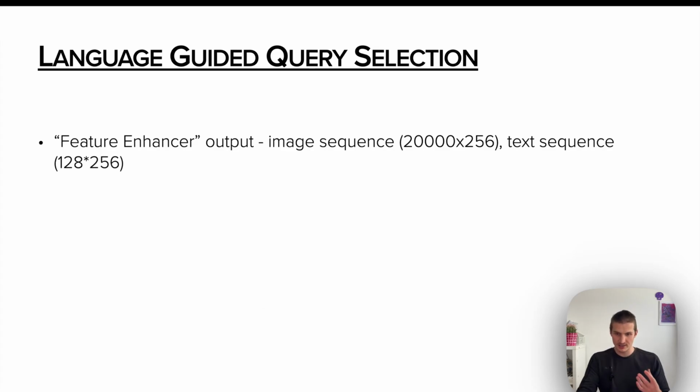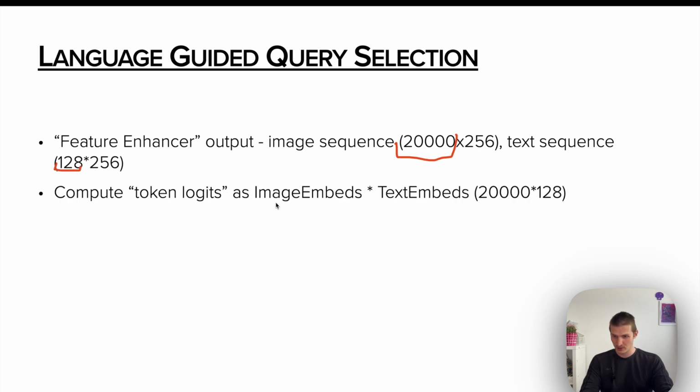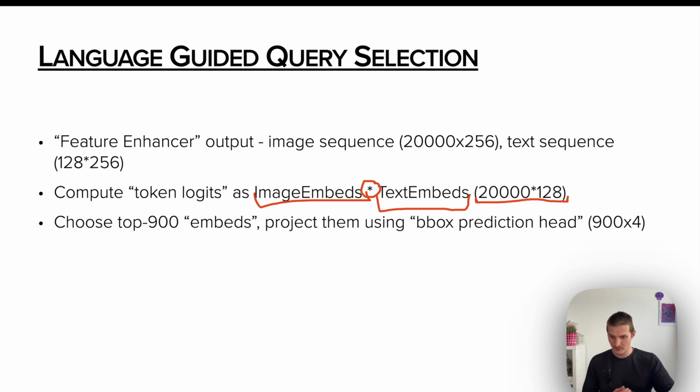So again, to reiterate, as an output of this cross-modality feature enhancer, we have an image sequence, which is really long, and then a text sequence, which is moderately short. We compute token logits as a dot product between them. And don't worry if you think that it's the same operation as attention. It actually is. So this dot product is the same as we've used to get the attention matrix, and the dimensions of these are exactly the same as for the attention matrix. We just use it for a different thing now.